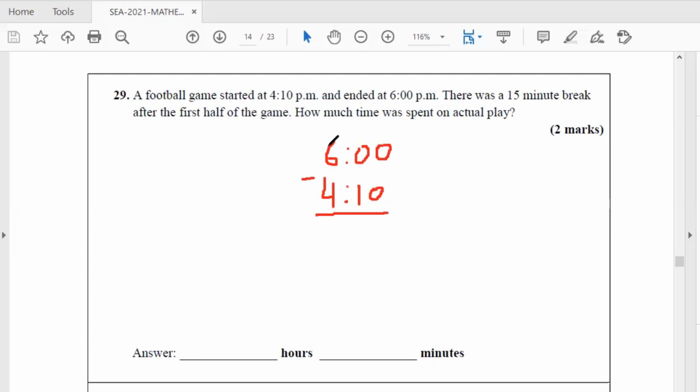Okay, so we're going to have to regroup a little bit here because we can't take 10 from 0. So we're going to borrow some minutes from the hours. 1 hour is equal to 60 minutes. So 10 minutes from 60 minutes is going to give us 50 minutes. And 4 from 5 is 1. So the duration of the game was 1 hour and 50 minutes inclusive of the break. So now I'm going to subtract 15 minutes from the 1 hour and 50 minutes, and that is going to leave me with 1 hour and 35 minutes.